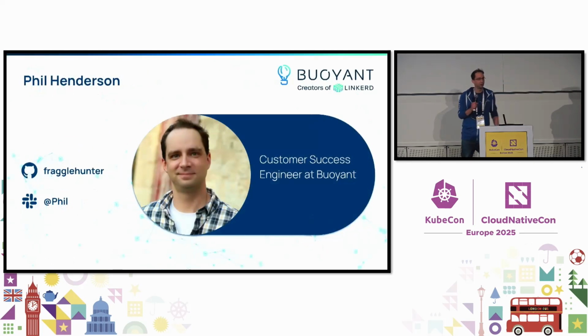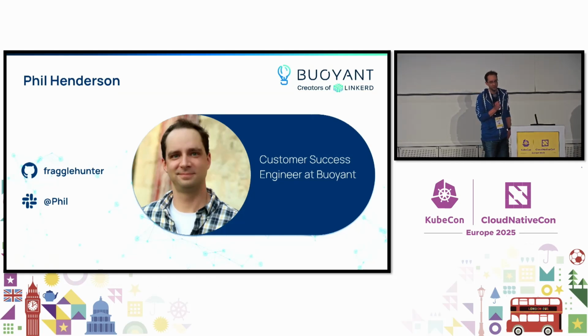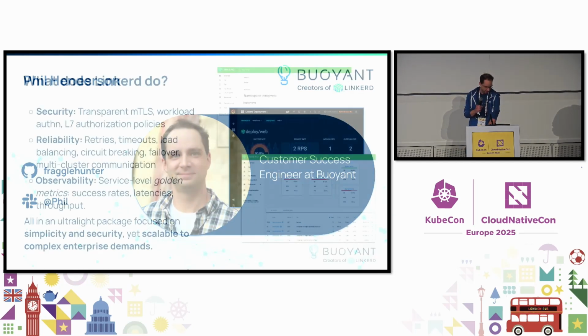Again, my name is Phil Henderson. Usually there's social media stuff on this page. I don't have any social media, so you cannot find me. You can find me on GitHub and any of the CNCF Slacks at Phil. Other than that, I'm an enigma. You won't be able to find me on the internet.